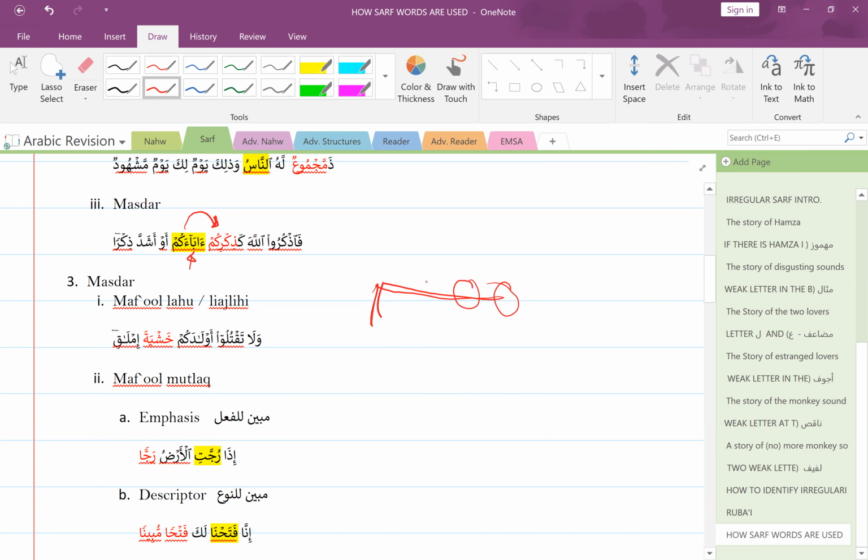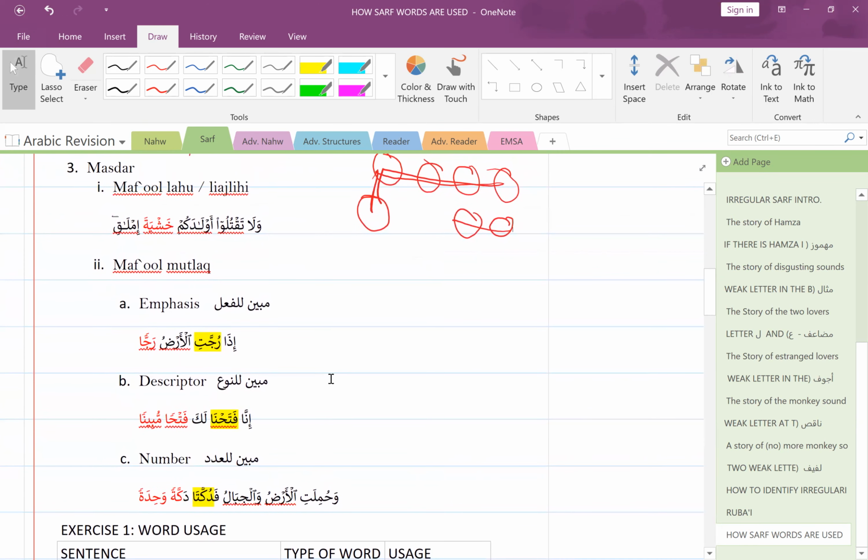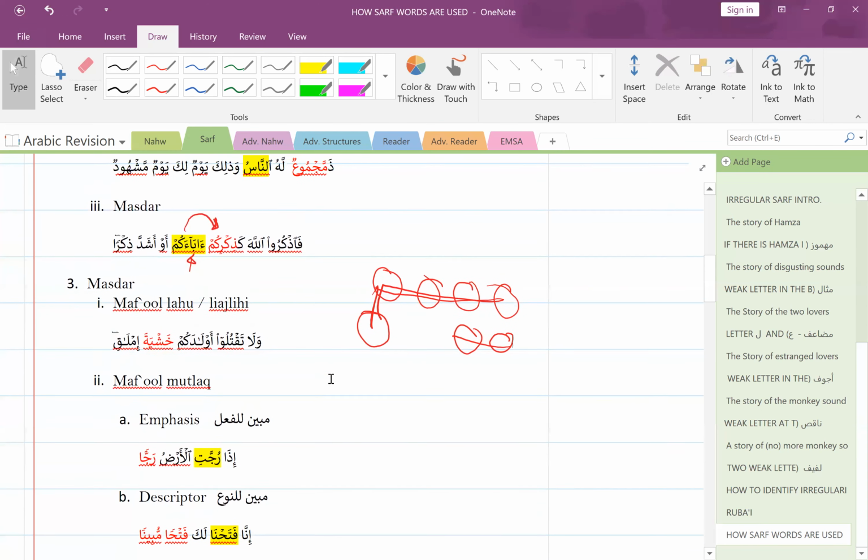So you have the two verbs, then the masdar, then the isim fa'il, then isim maf'ul. Yeah, right. That's a good way of having a mental image of the things that act as a verb. It's a good mental image. Of course, you have the other fi'ls down here as well. Okay, great.